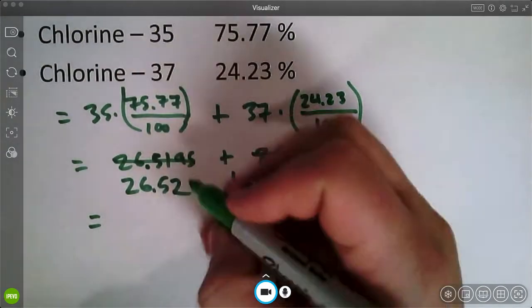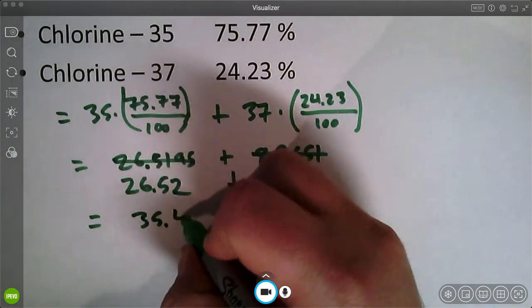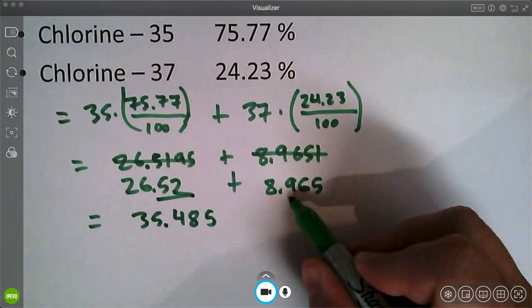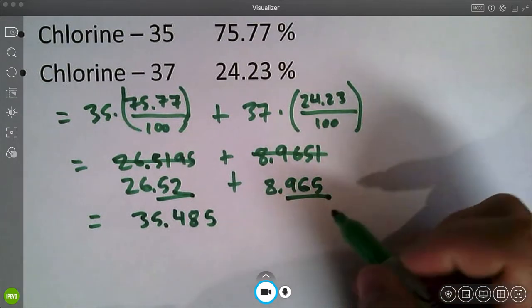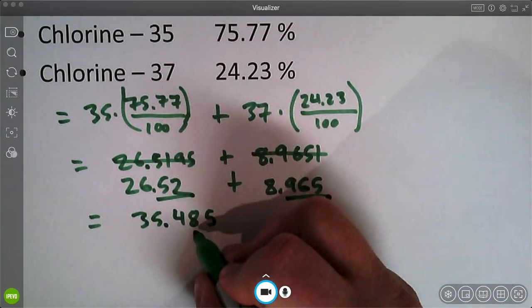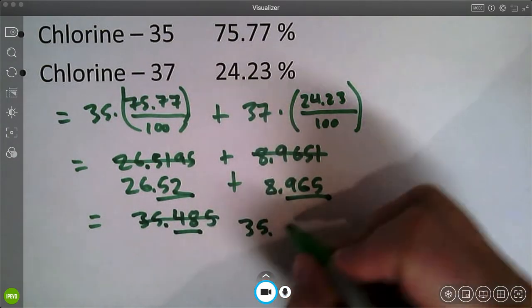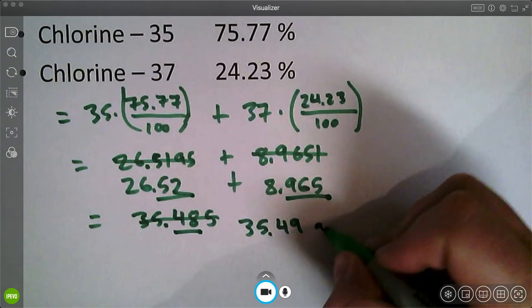Then add these together to get my answer. If I add them together, I get 35.485, which has 2 decimals and 3. Since I'm adding, I go by decimals, so I round to 2 decimals. So this goes to 35.49 AMU.